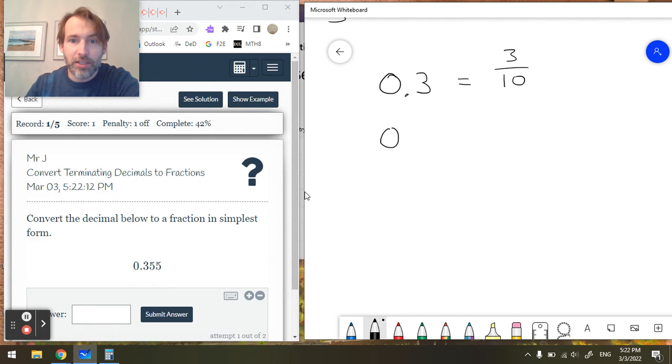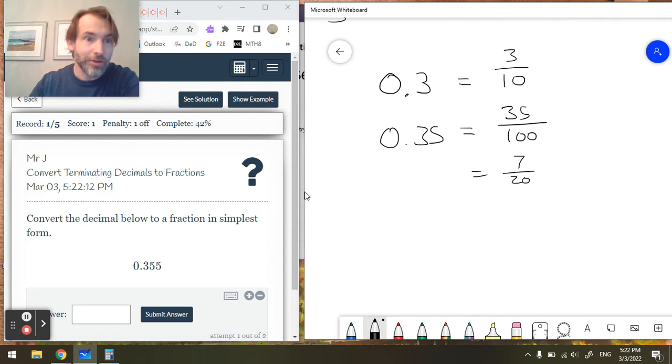Now, what if I had 0.35? Many of you also know that this is now the hundredths place, or this is like percent, so I can write this as like 35 per 100. Okay, and then that would reduce. The factors 5 would come out, and I would have 7 over 20. Okay, because 7 times 5 is 35, and 20 times 5 is 100.